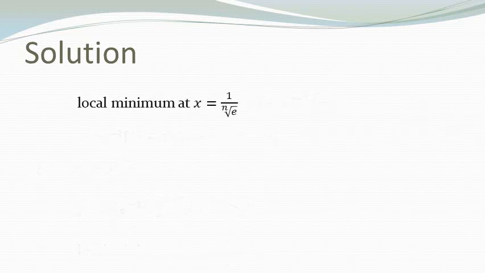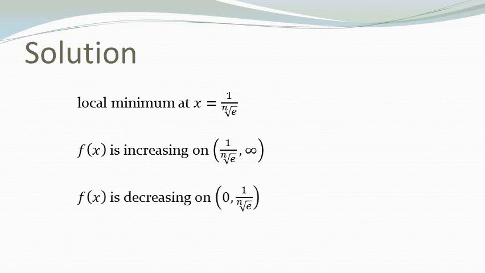Overall, this is what we know about the function. There is a local minimum at x equals 1 divided by the nth root of e. The function is increasing on the interval shown over here, and it is decreasing on the interval shown over here. So knowing all these facts about the function, we can actually plot the graph of this function.